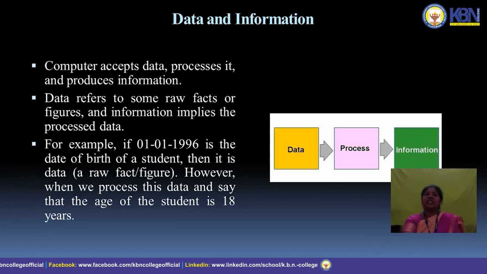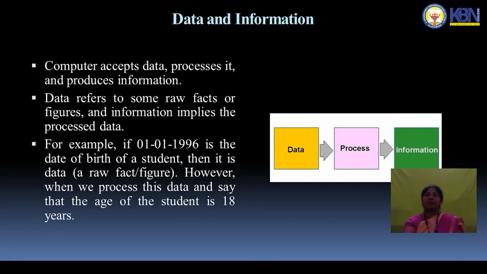And what is data and information? In the last part I said the computer will get the data, then process the data, and we will get the output. First of all, what is data? The computer processes data and produces information. For example, 1 is one data, A equal to 10 is one data, or KBN College is one data. After getting the collection of data, you will get the output. We call it a result, or sometimes information.